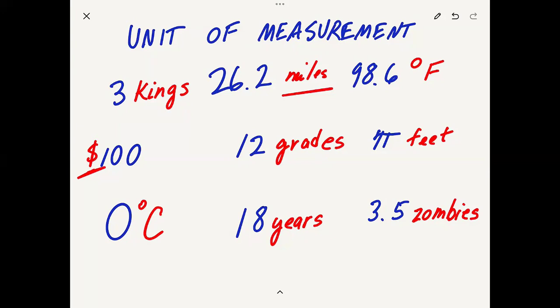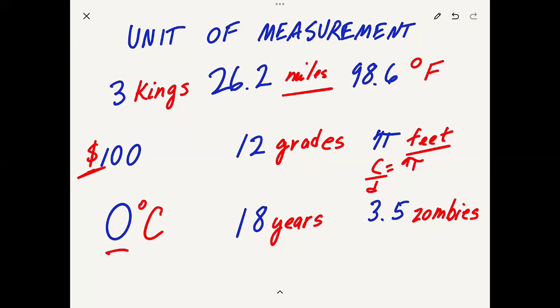If I just said pi, pi is the ratio of the circumference divided by the diameter. For every circle, that's what pi is: the circumference of the circle divided by the diameter of the circle. Well, in this case, it's pi feet. So now it's not just some number that's out there. It's a real number. We're measuring it.